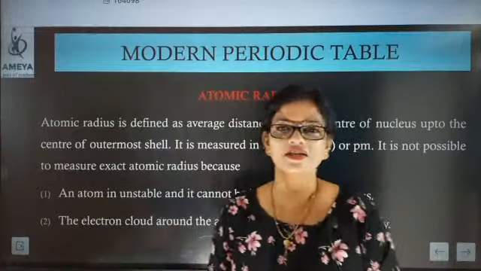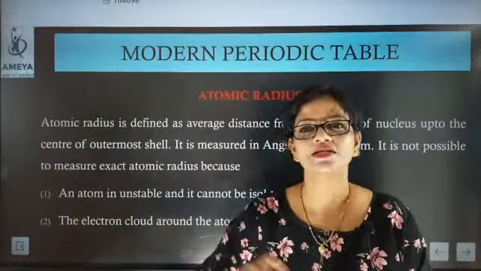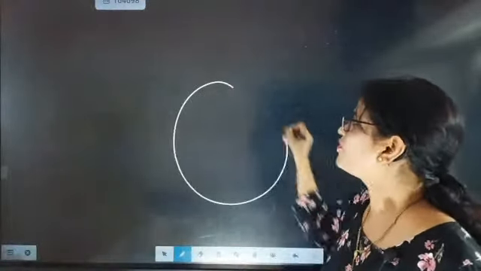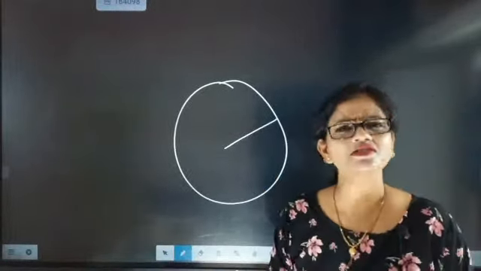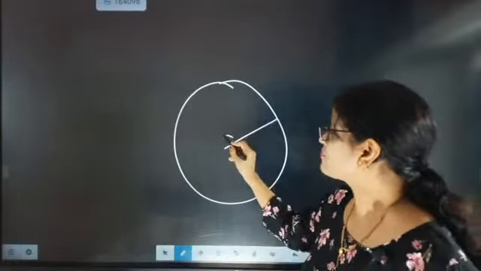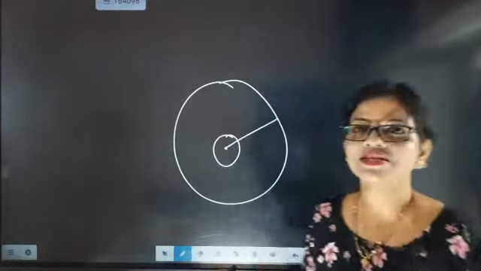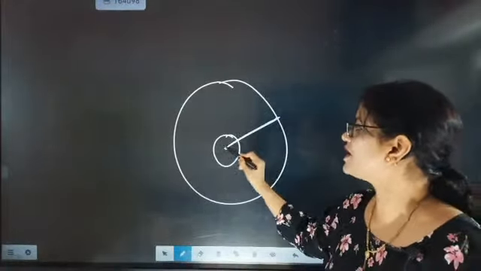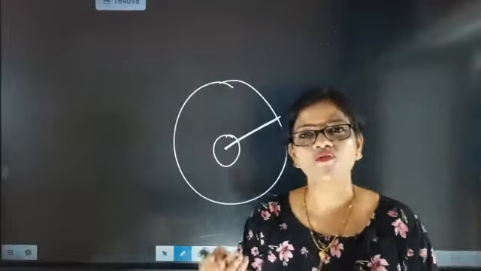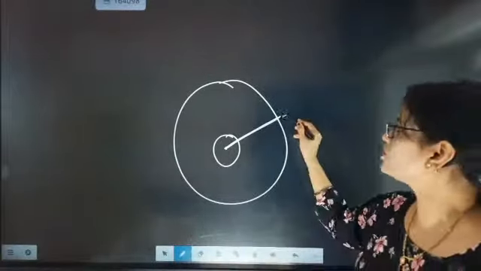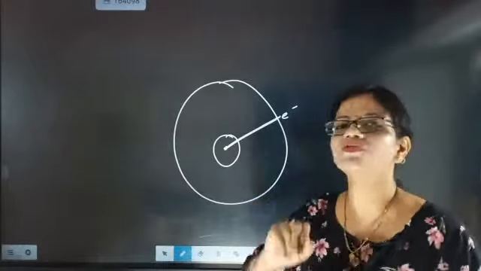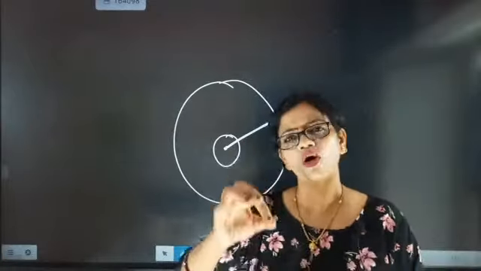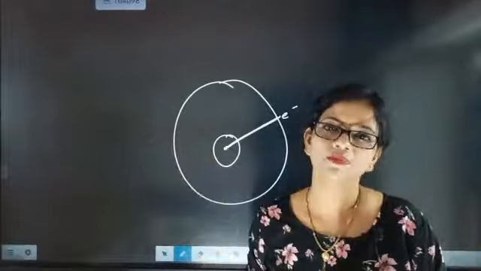Now you have to understand that if somebody asks about distance, what is radius? Radius is the distance between the center and the circumference. In the same way, the center of the nucleus and the center of the valence shell electron present in the outermost orbit will become the atomic radius. So this is the definition of atomic radius.